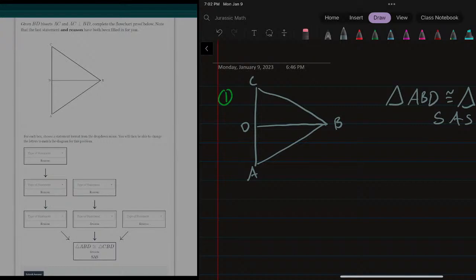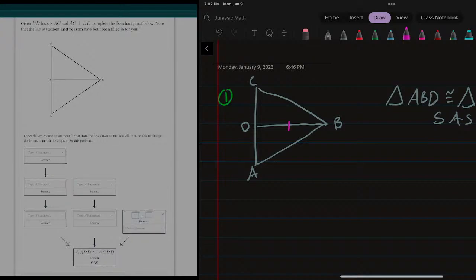I know one side is going to be DB. That's an easy one. Right here, DB is equal to itself. I'm going to set that to be my very last reason. Let's see here. We're going to have DB is congruent to DB, and that's called the reflexive property. So when something is equal to itself because it is itself, that's just reflexive.